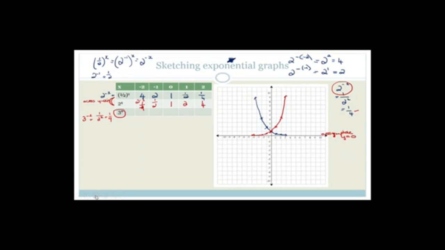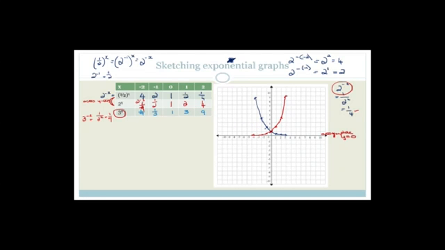Actually, I'm going to do this in a different color so you can see it better. So that's 1/9, right? 3 to the negative 1 is going to be a third. 3 to the naught is 1. 3 to the 1 is 3, and 3 squared is 9. Okay, so now let's plot this.